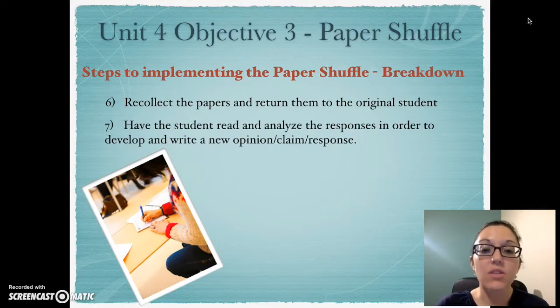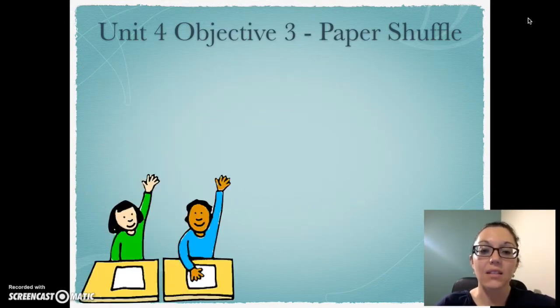At this time, the students will be required to read and analyze all of the students' responses in order to develop a new opinion of evidence and analysis of the evidence. If required, the student can also use a counterclaim that was written on their paper and demonstrate why it was incorrect.